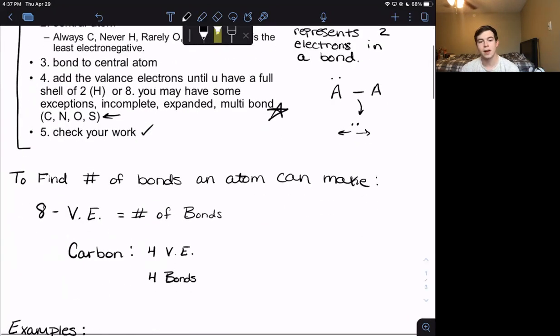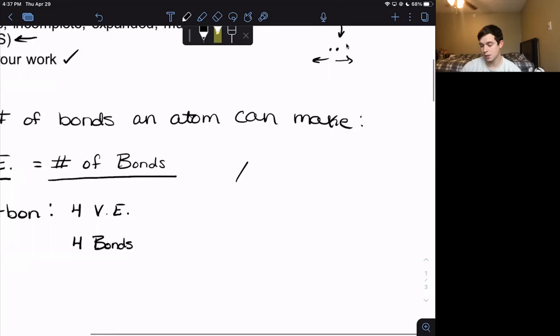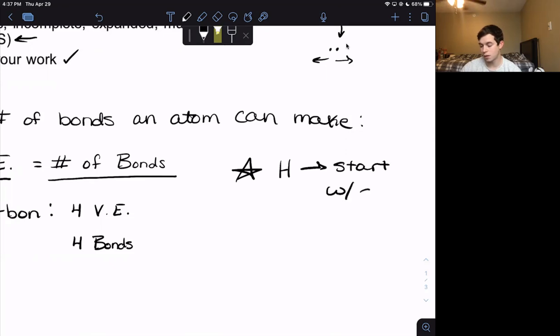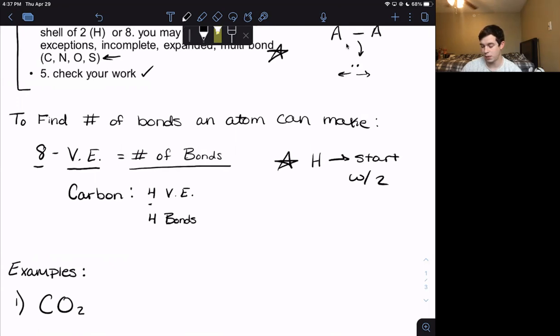Something that's important is to find the number of bonds that an atom can make. You start with 8, and then you subtract the number of valence electrons, and you get the number of bonds. The only exception to this is hydrogen. You start with 2, because hydrogen can only have 2 electrons around it. So for example, carbon has 4 valence electrons. So 8 minus 4 is 4. So carbon can bond 4 times.